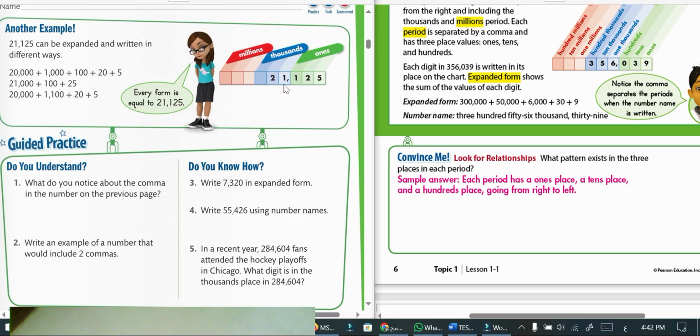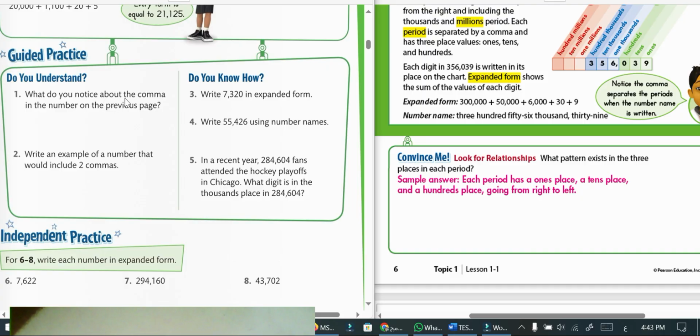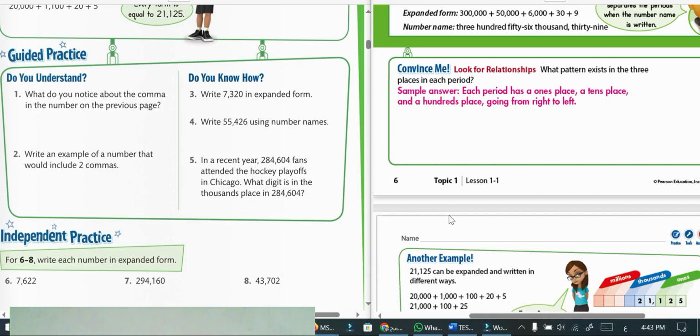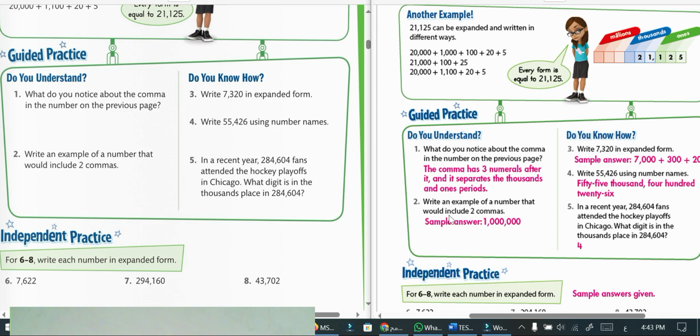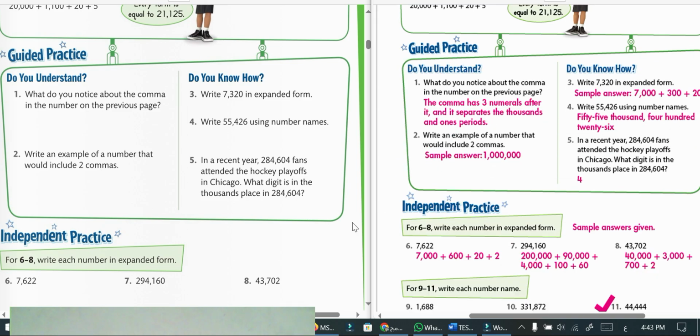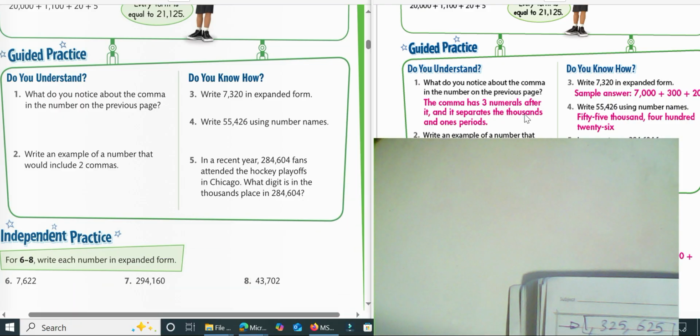21,125: 20,000 plus 1,000 plus 100 plus 20 plus 5. Do you understand? Number 1: what do you think about the comma in the number on the previous page? The comma here divides the number into equal parts. So you can write this answer: the comma has three numbers after it, and it represents the thousands and ones period.